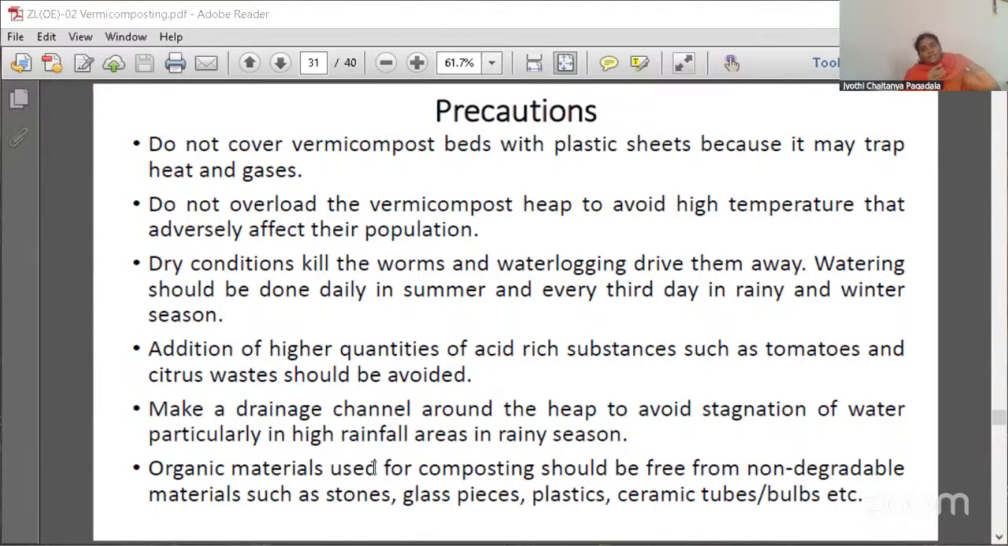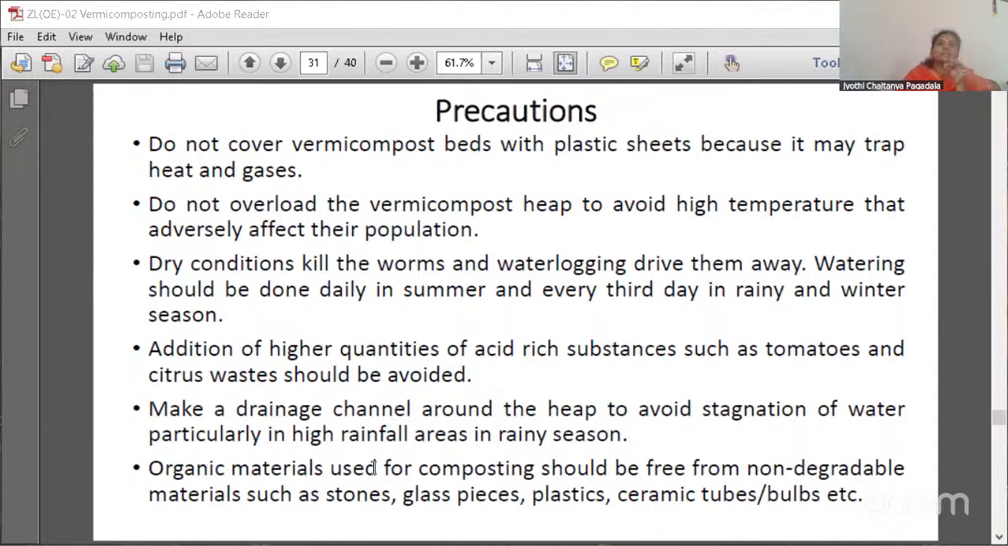We always have to check the water percentage, humidity and the moist conditions of the beds. That's what we already discussed during the preparation of the beds, that the beds should be near a water area, but not water logged. Dry conditions always kill the worms, and water logging drives them away, so watering should be done daily, especially in the summer, and every third day in rainy and winter seasons.